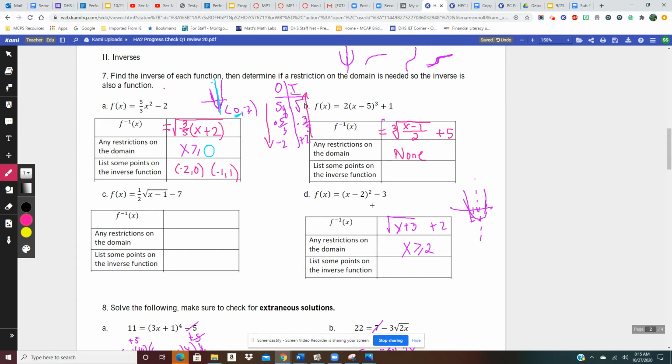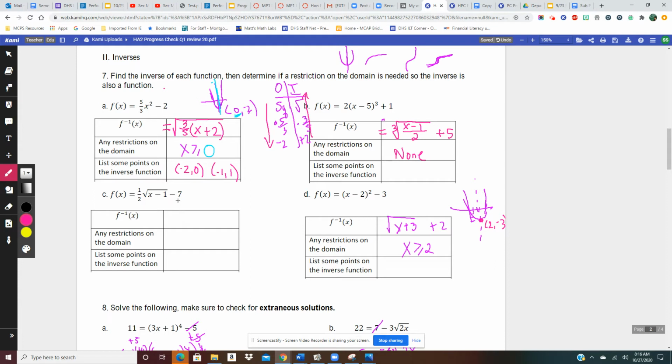Here you'll get another restriction because you are going to have a parabola again. If you notice on this one, this has gone right 2 and down 3. So when I go right 2, down 3, my endpoint is 2, negative 3. Your restriction is on the x value. So all the ones to the right of this vertex is x is greater than or equal to 2.